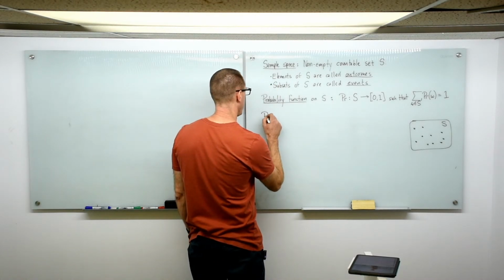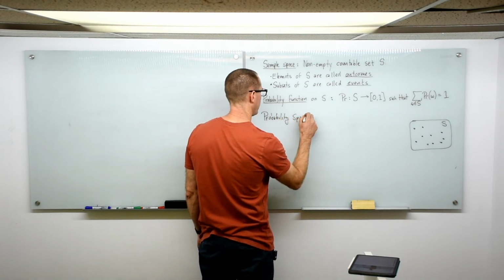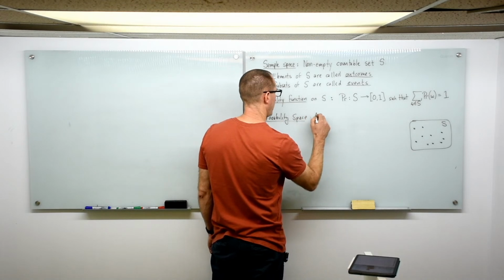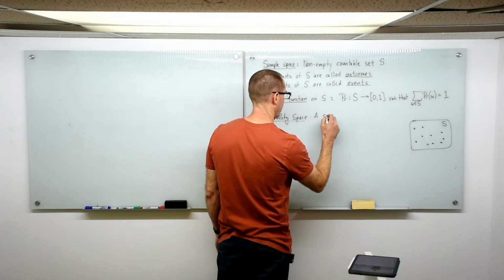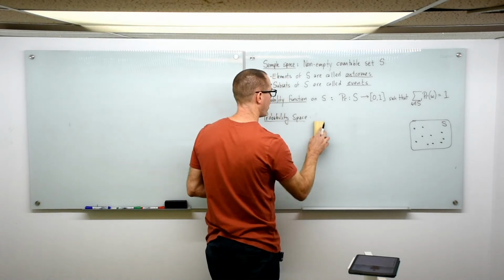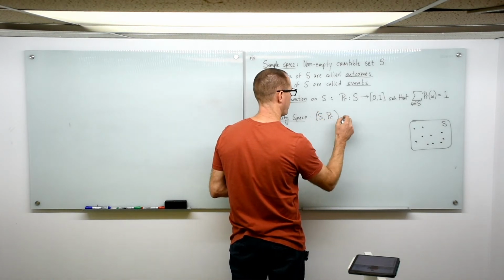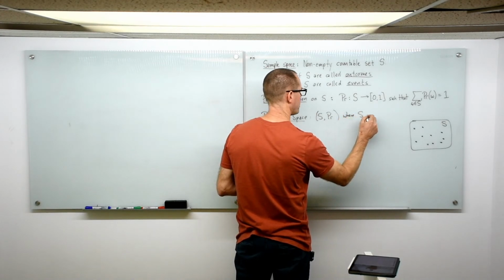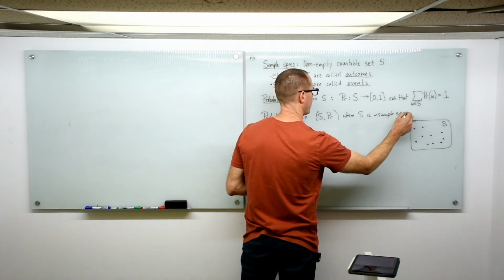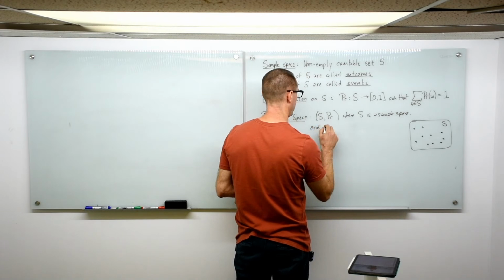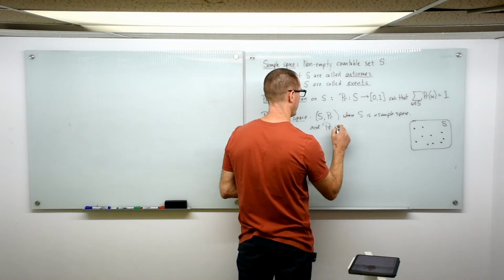And then a probability space is a sample space. Well, it's a pair: S and a probability function, where S is a sample space and PR is a probability function on S.